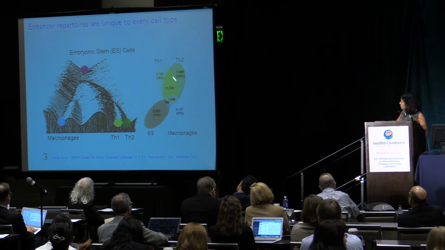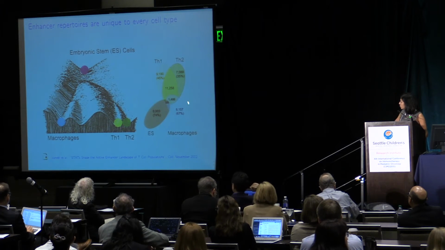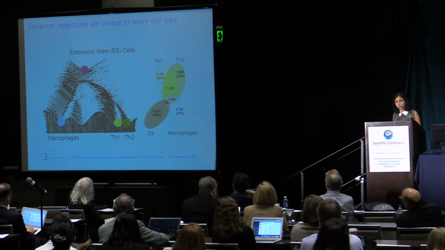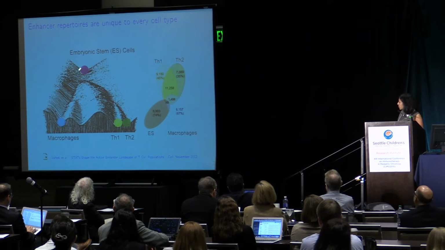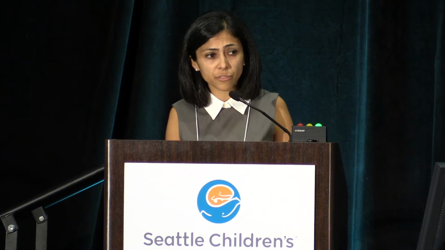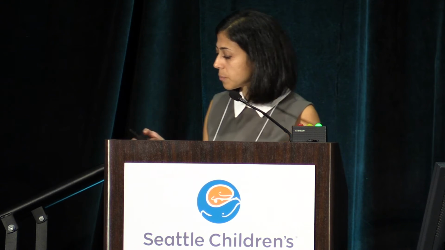The overlap between T cells and macrophages was very small, and an even smaller number of regulatory elements were shared between mouse embryonic stem cells, T cells, and macrophages, again highlighting the fact that enhancers are incredibly cell type specific.